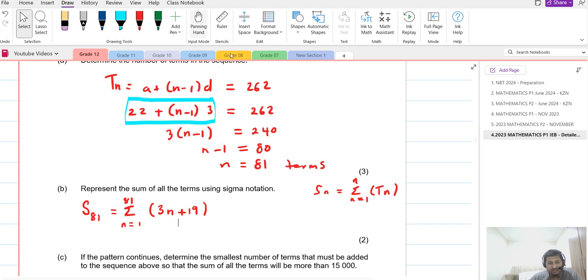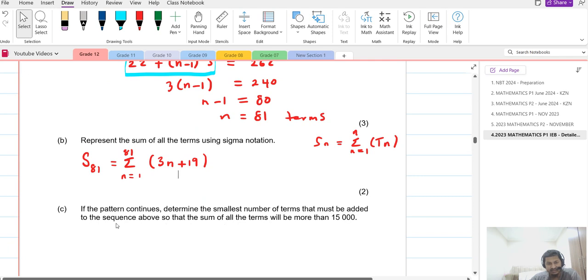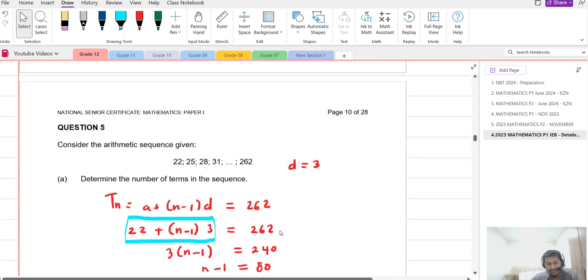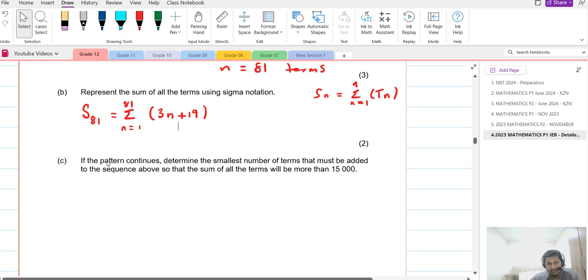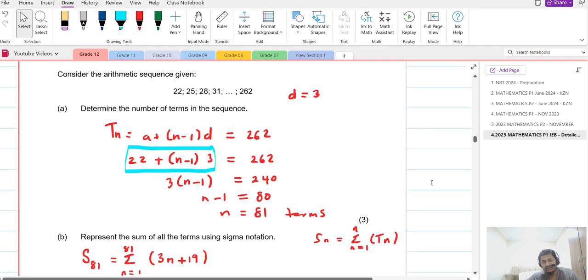If the pattern continues, determine the smallest number of terms that must be added to the sequence above so that the sum of all the terms will be more than 1500. Now we need to make sense of this.